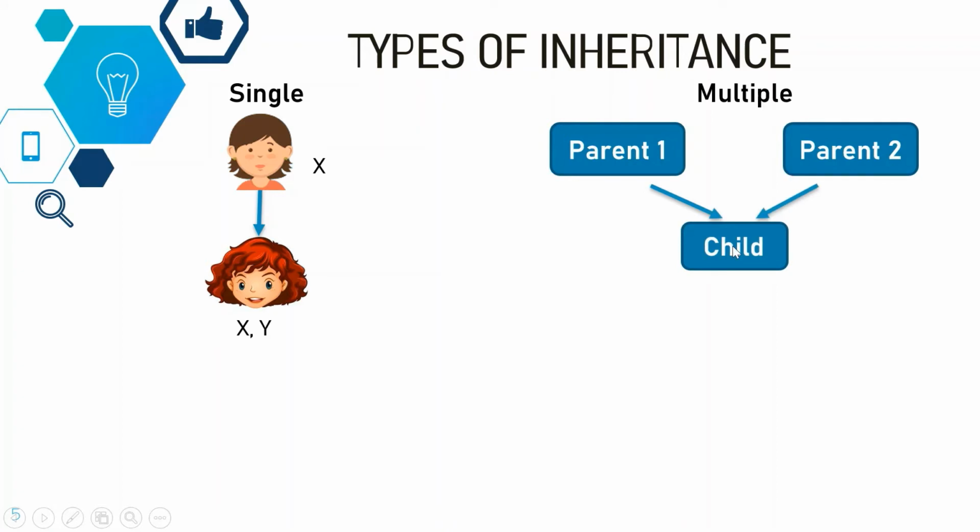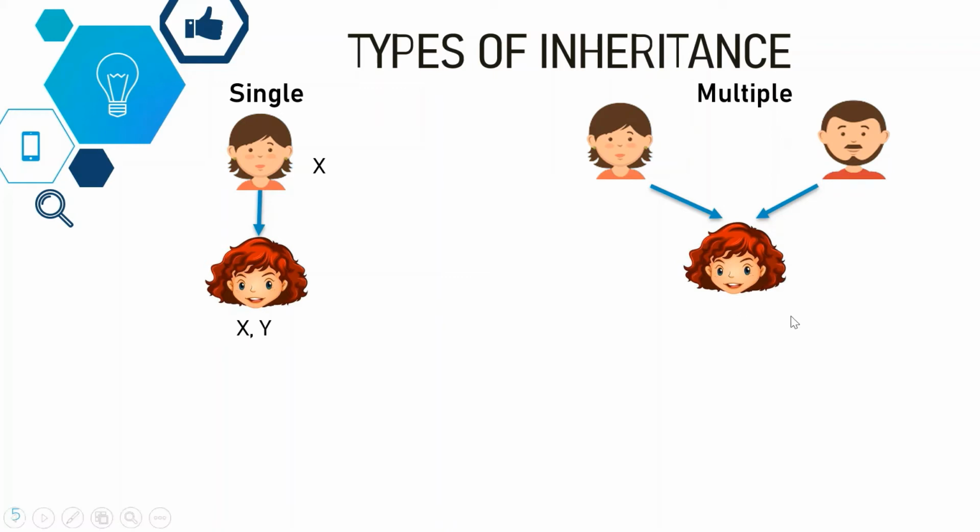The second type of inheritance is multiple inheritance, wherein you have two parent classes which are inherited by a single child class. So, a real life example for this could be a daughter inheriting properties from her mother and her father. So, if a mother has a quality X, the father has a quality Y, the daughter will have both these qualities X, Y, and a unique quality Z.